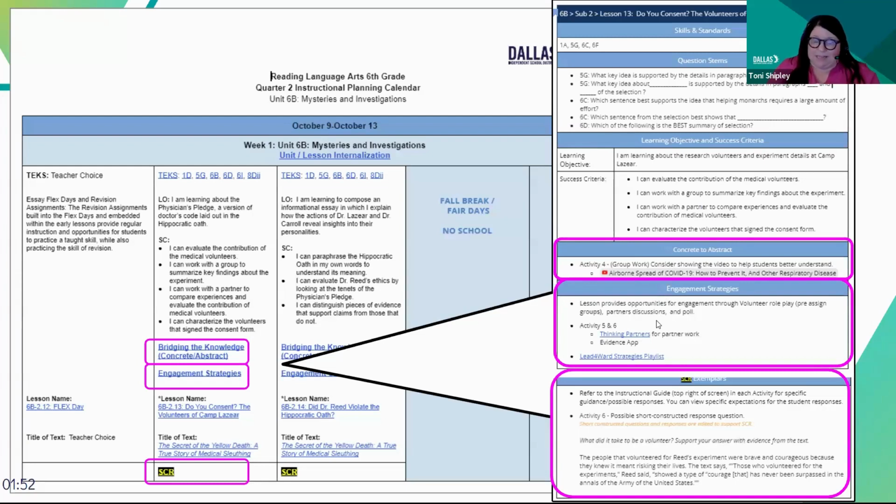Keep in mind that this is how you will access all Clarity documents. They have to be accessed through the IPCs. They are not housed in any sort of other kind of spreadsheet. They're housed directly on the IPCs.